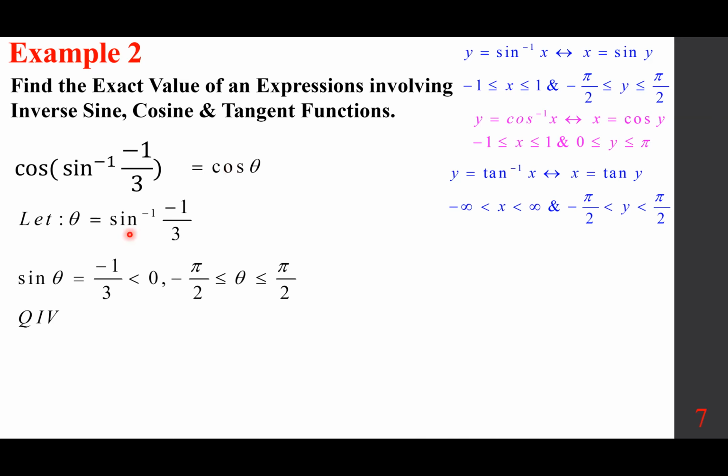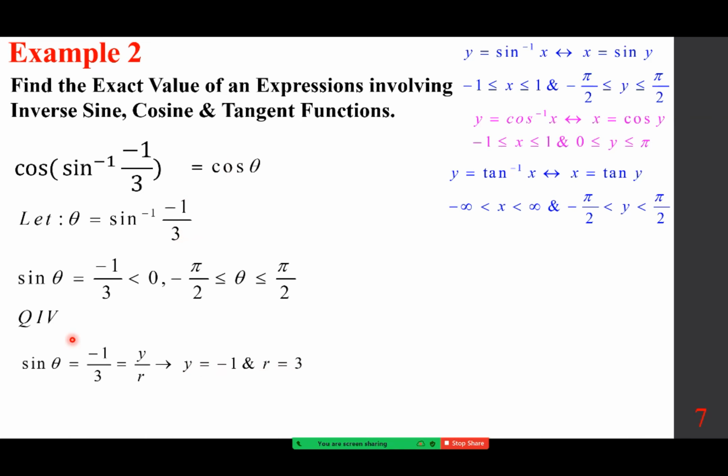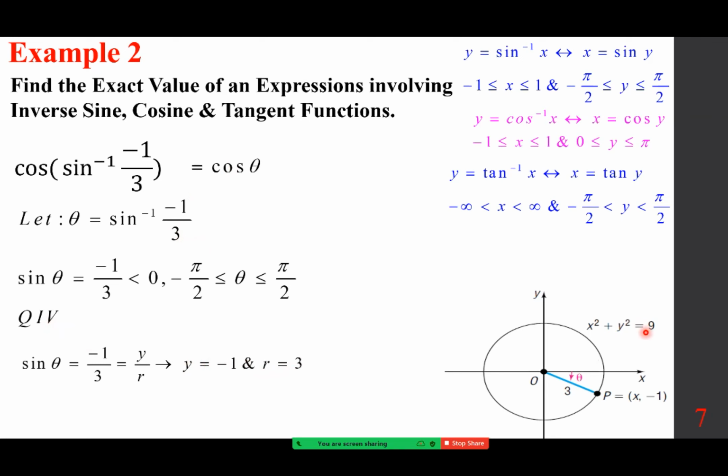let's write sine theta is equal to negative 1/3. It's equal to y over r, where y is negative 1 and r equals 3. Why is that the case? First of all, r is always positive. Secondly, we are in the fourth quadrant. Therefore, y becomes negative. So if you have x squared plus y squared equals r squared, you can find this to be 2 square root of 2. So all you have to do, replace the y with negative 1 squared.